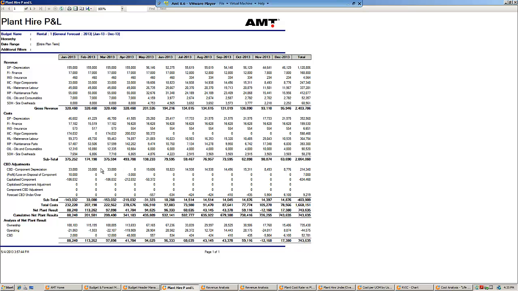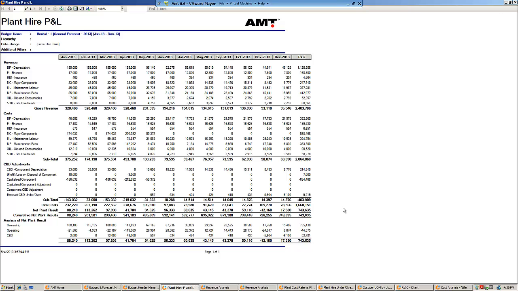Now, if you are using the component depreciation or the provisioning functionality in AMT, then any transfers you've had in and out of those provision accounts or balance sheet accounts are shown in this section here. It's not compulsory. It really depends on what your accounting approach is. And that then gives you a net P&L. So that, again, just summarizes what AMT is doing.